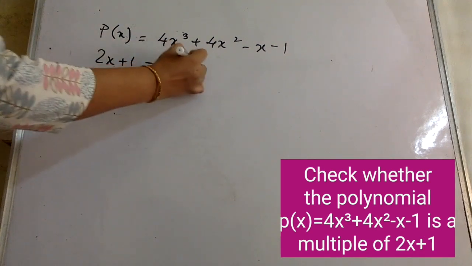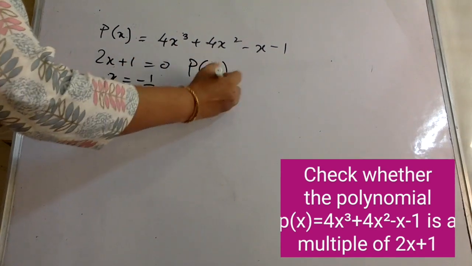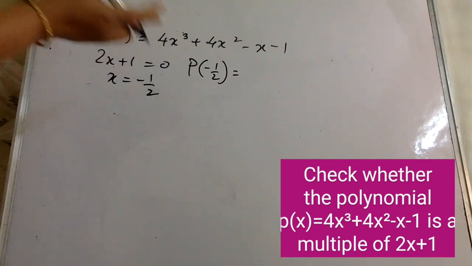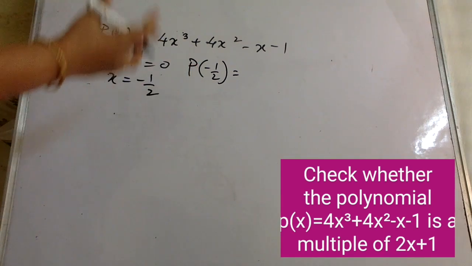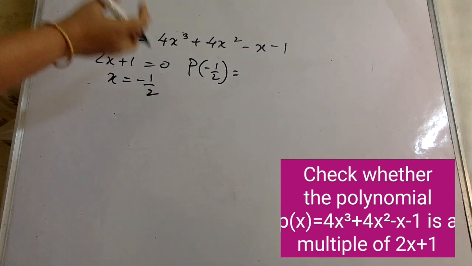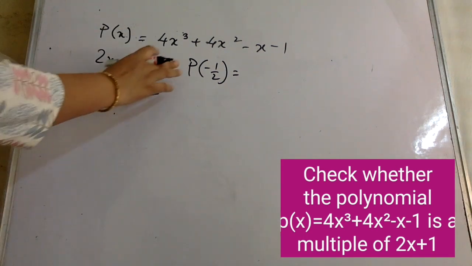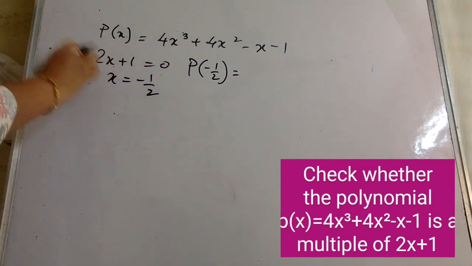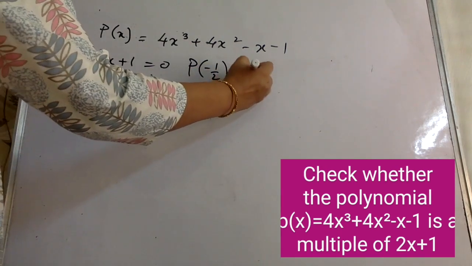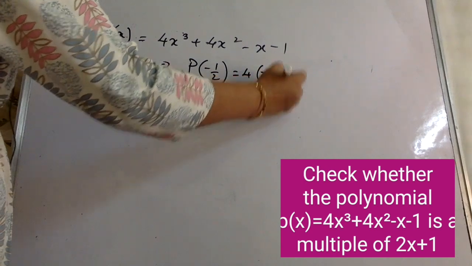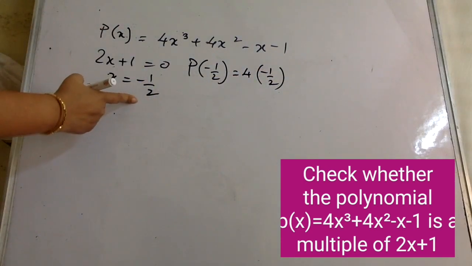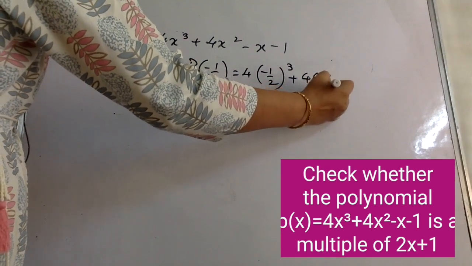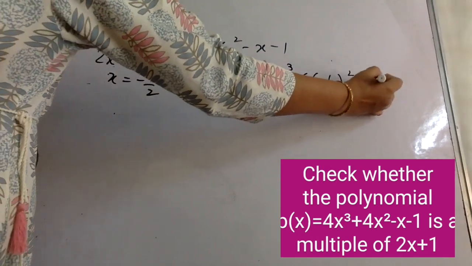Now I'll have to find p of minus half. I'm trying to work out p of minus half because I just want to check whether the remainder comes to a 0 or not. If the remainder comes to a 0, yes, this is a multiple of this. So let me work this out. I'll have to be very careful. There's a fraction, a negative fraction, and then there are powers. So each one I'll have to do very carefully.